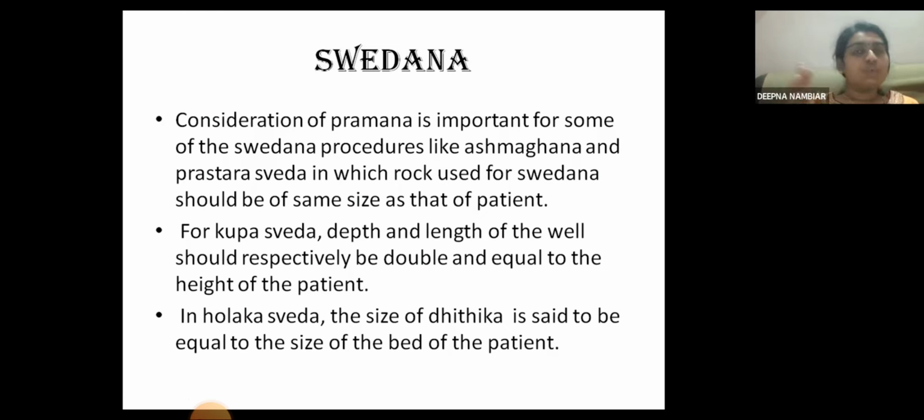In the case of Kuba Sweda, how deep the Kuba has to be made is according to the height of the patient. Length and depth should be respective, and it is to be double and equal to the height of the patient. So the height of the patient is taken into consideration.